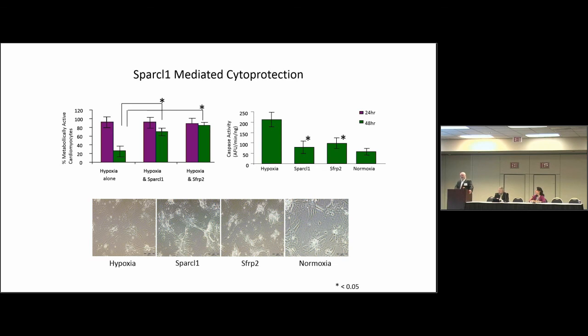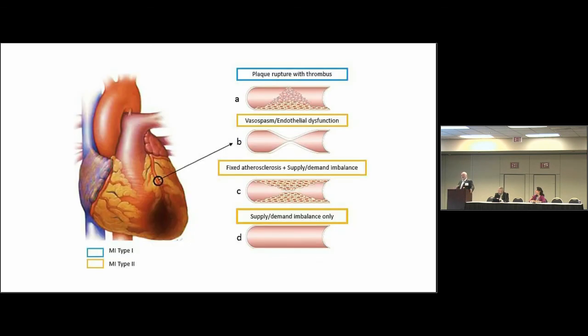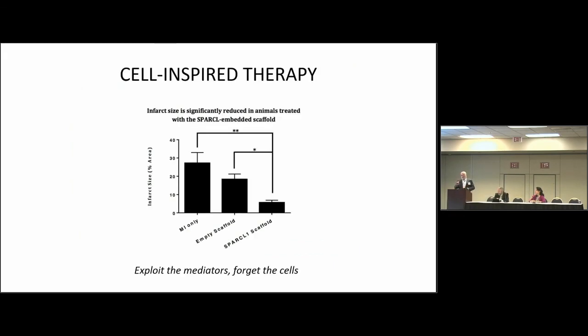And there's another part of all of this which is interesting, which is that we can then think about taking the protein itself and forgetting about the cells, the idea of a cell-inspired therapy. So we've done that. We've generated a SPARCLE1 patch, which we've sutured onto the surface of the infarct in these rats. And we find that the protein itself, without the cells, has an interesting therapeutic effect. And that's what you can see here. So here's the infarct size in untreated rats. Here's the effect of the empty scaffold when it's sutured to the surface of the infarct. And here's the effect of the SPARCLE1, the protein-impregnated scaffold.